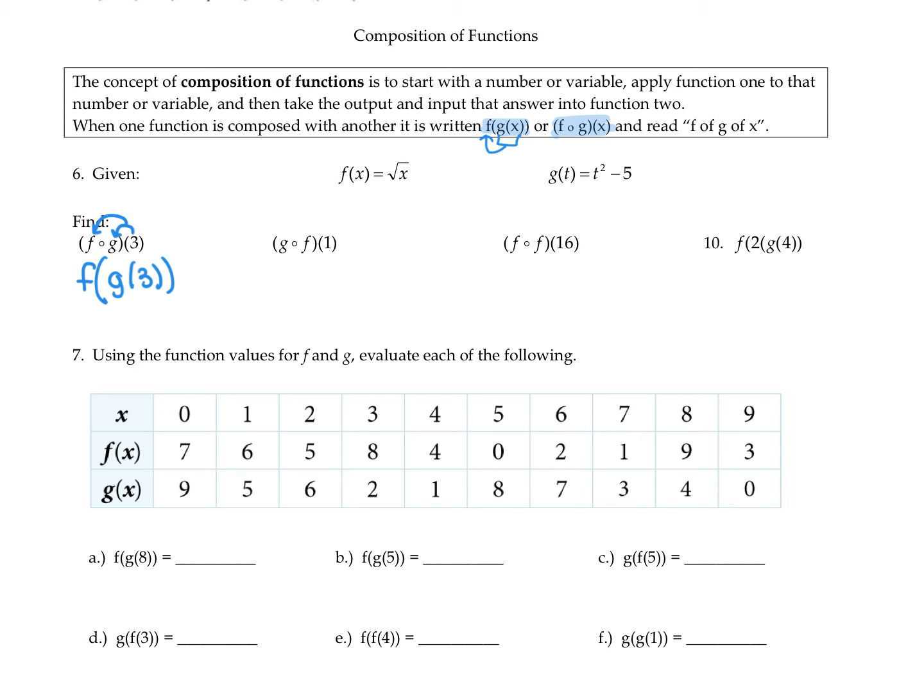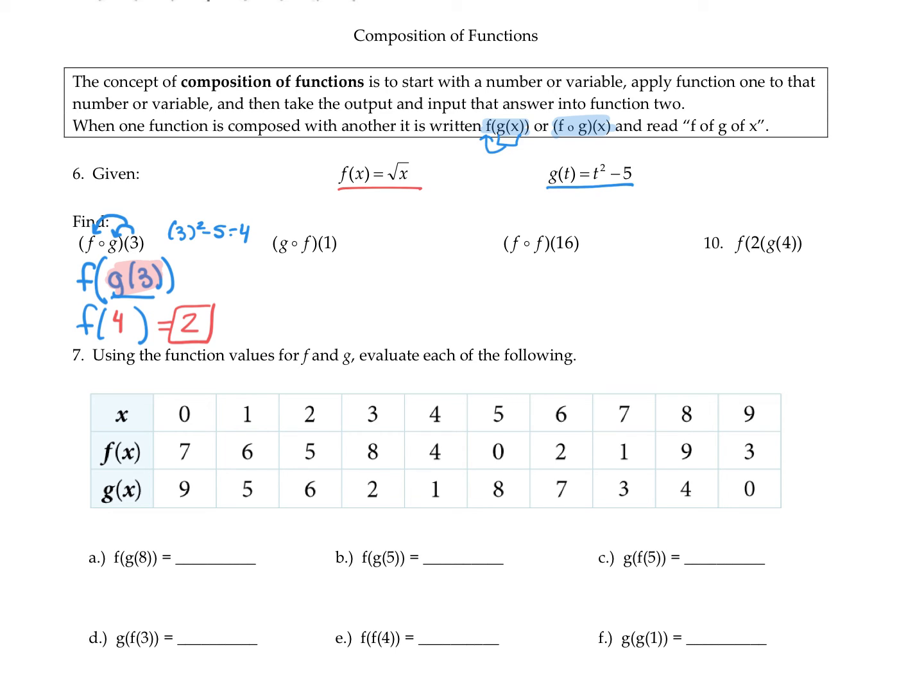So first I'm going to find g of 3. g is right here. g of 3 would be 3 squared minus 5, so 9 minus 5, so it would be 4. So now g of 3 is going to get replaced with 4. Now I have to find f of 4. f is right here. Square root of 4 is 2. So my final answer would be 2.